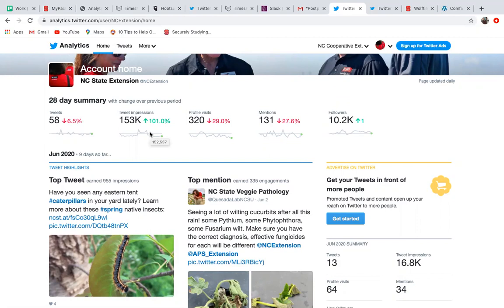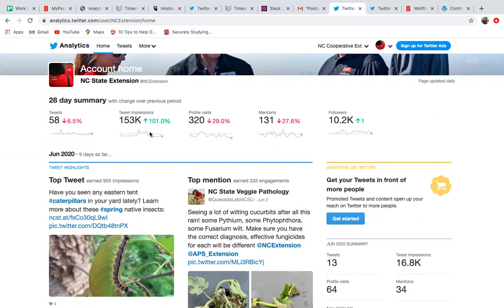For those of you who don't know, impressions are the number of times people have viewed your tweet. And it doesn't necessarily mean individual views of different people. It could be the same person viewing your tweet multiple times. So if someone saw your tweet 5 times, that would count as 5 impressions.